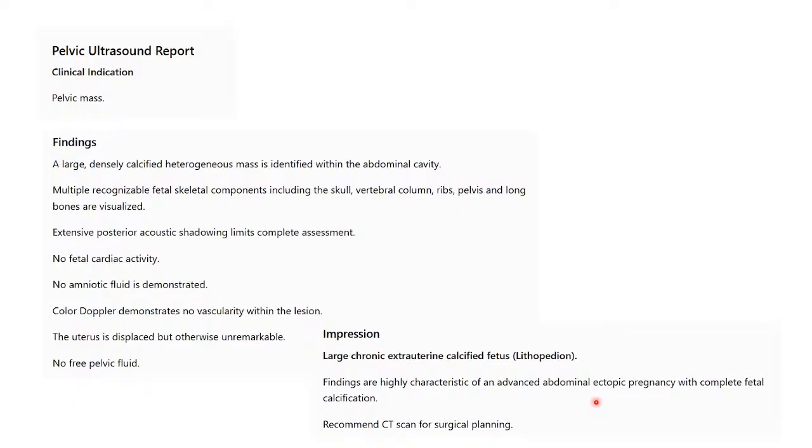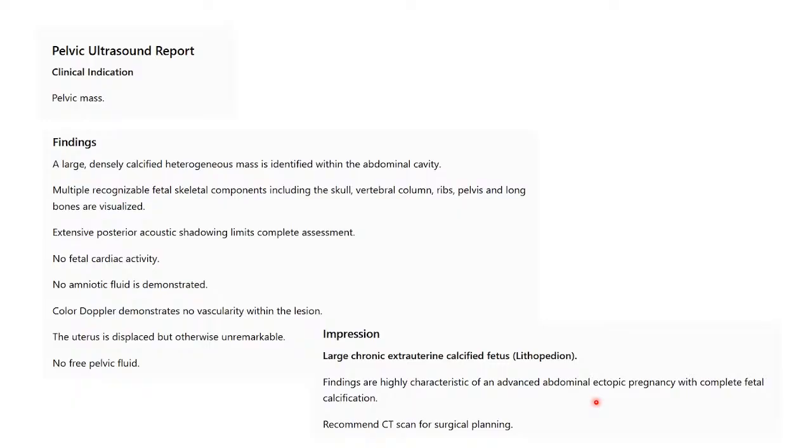So the final diagnosis is lithopedion, or stone baby. A rare complication of an abdominal ectopic pregnancy in which the deceased fetus becomes calcified because it is too large to be reabsorbed by the mother's body. So it remains for years. What are the differential diagnoses for a lithopedion?